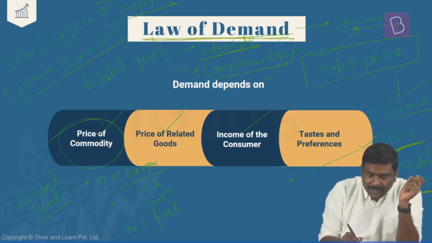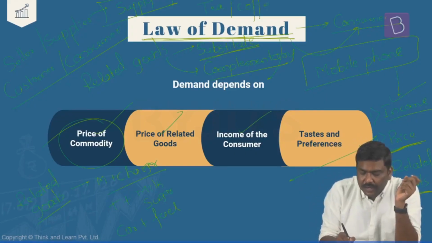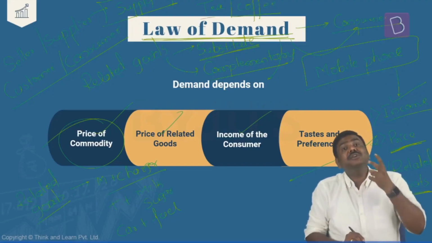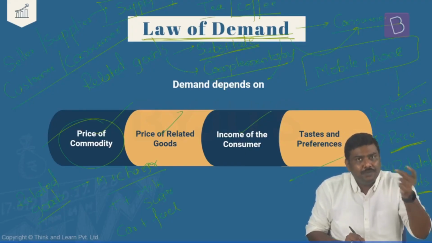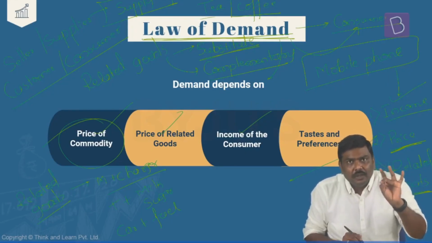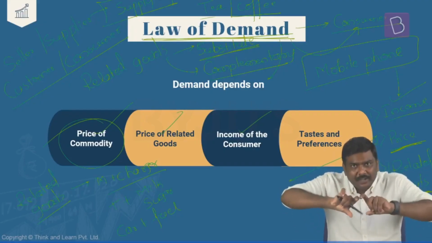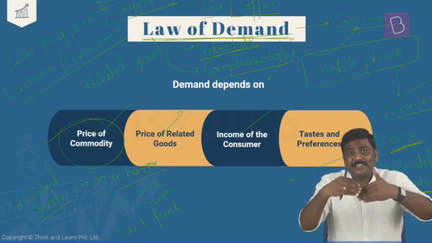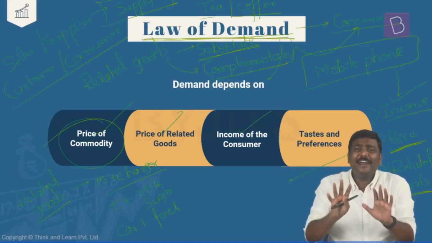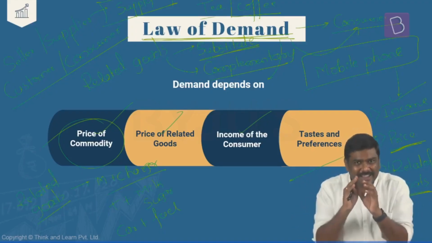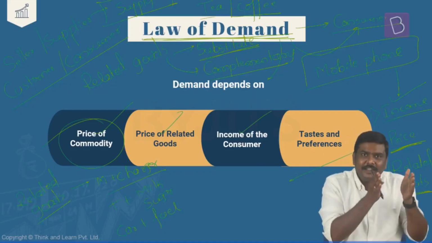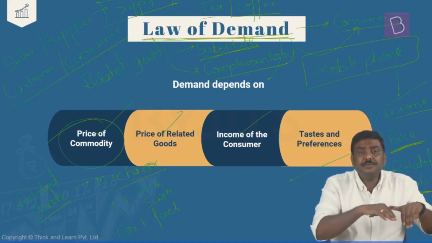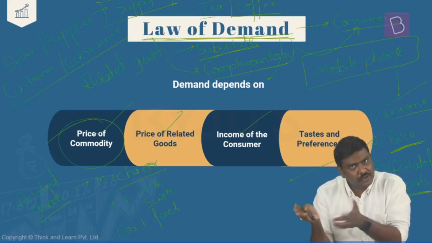For example, tea or coffee. Both of them are substitute goods. Either you will consume tea or you will consume coffee. None of us will combine both tea and coffee and consume it. Again, if there are some people who are doing it, don't worry about them. But essentially the idea is either you consume tea or you will substitute that with the consumption of coffee.